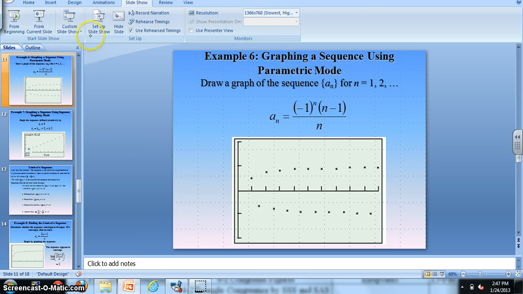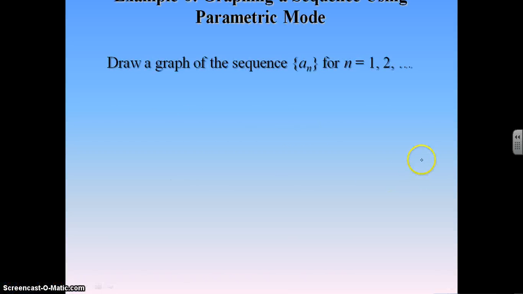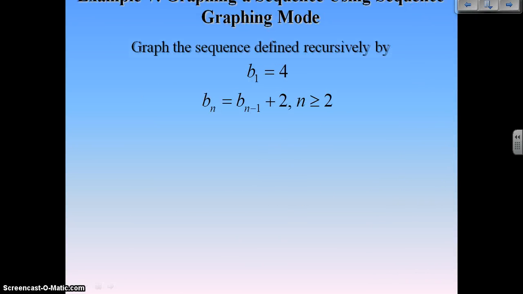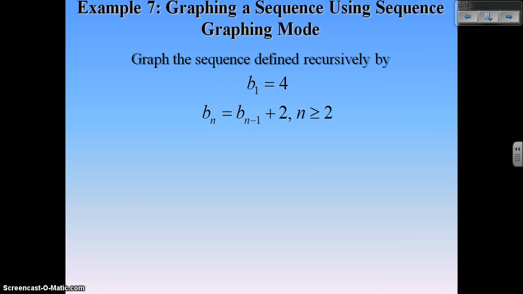Alright, back here. Let's go back to the slideshow from current slide. And here we go. And one more time now. Now, what about sketching a graph actually in the sequential graphing mode?